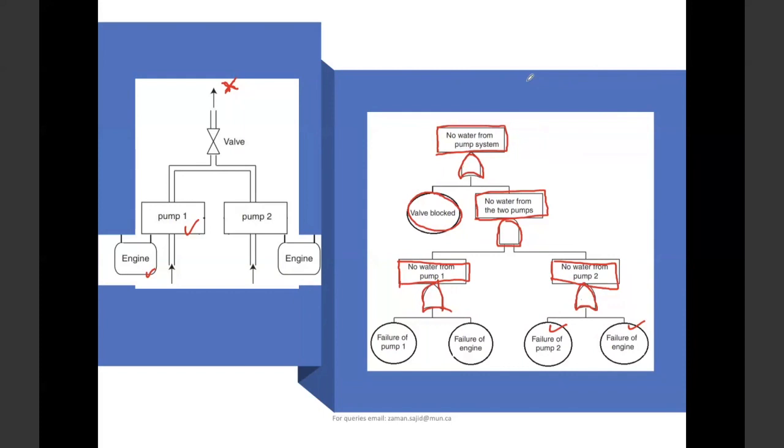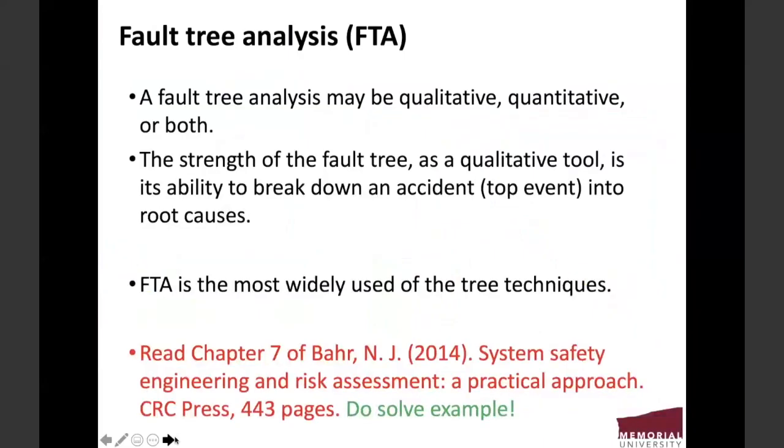I will give you some practice questions, lots of practice questions for this. So folks, keep in mind a fault tree analysis could be a qualitative one, or it could be a quantitative one, or it could be a combination of both of them. The strength of the fault tree as a qualitative tool is the ability to break down an accident, which is the top event, into the root causes. Fault tree analysis is the most widely used of the tree techniques.